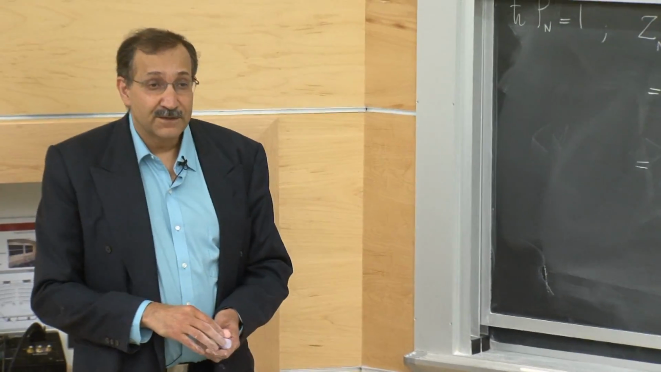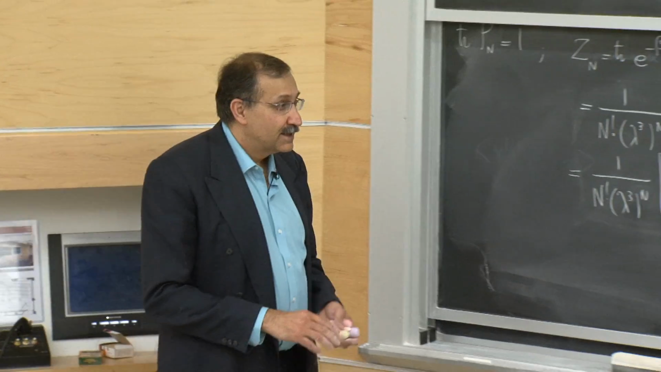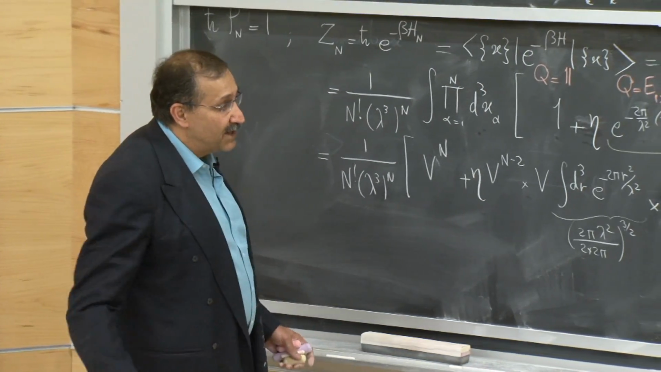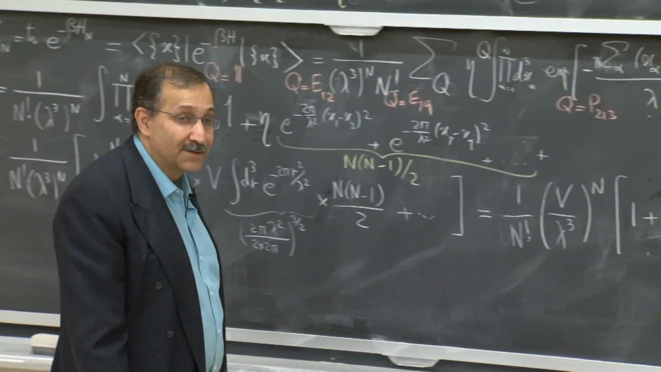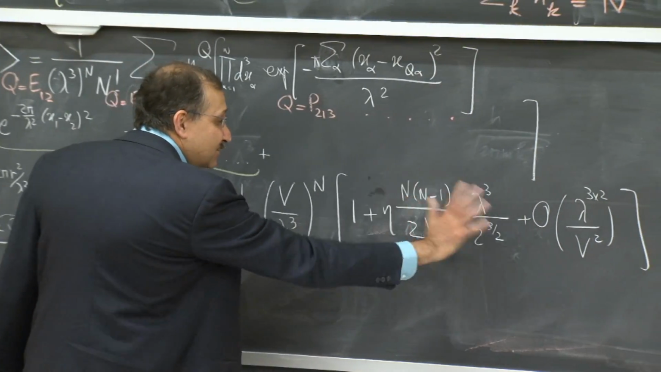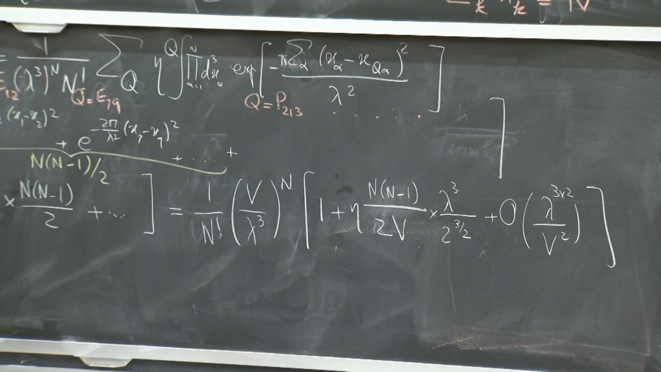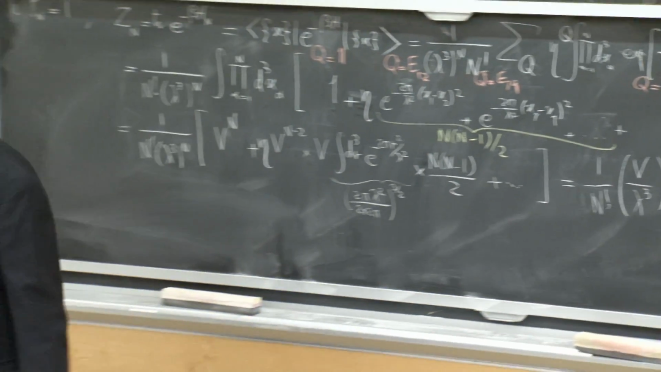Now, first thing to note is that in the very, very high temperature limit, lambda goes to 0, so I can forget even this correction. What do I get? I get 1 over n factorial v over lambda cubed to the power of n.